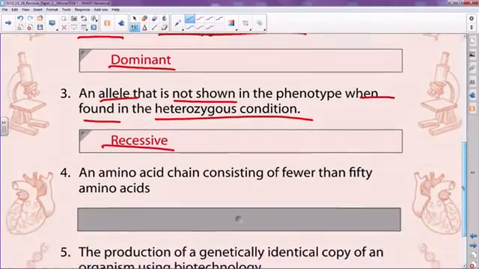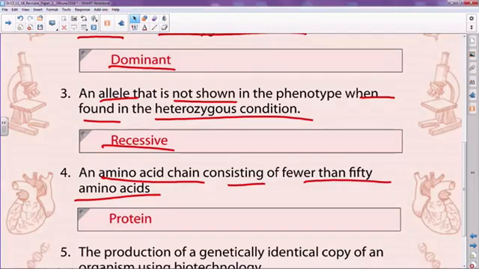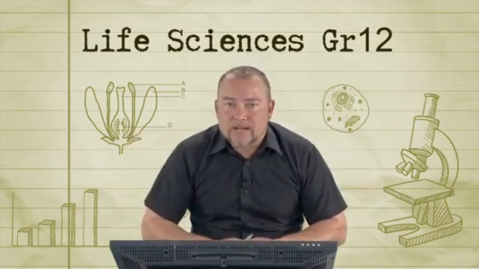Your next one we're having a look at: an amino acid chain consists of fewer than 50 amino acids. What is it? Now, there are two ways of looking at it. I've put down a protein, just simple. It's most probably a quaternary protein structure, but it's actually called a polypeptide. Poly meaning many, with peptide bonds joining all the amino acids, that will give you a polypeptide chain. So a protein is fine at the moment.